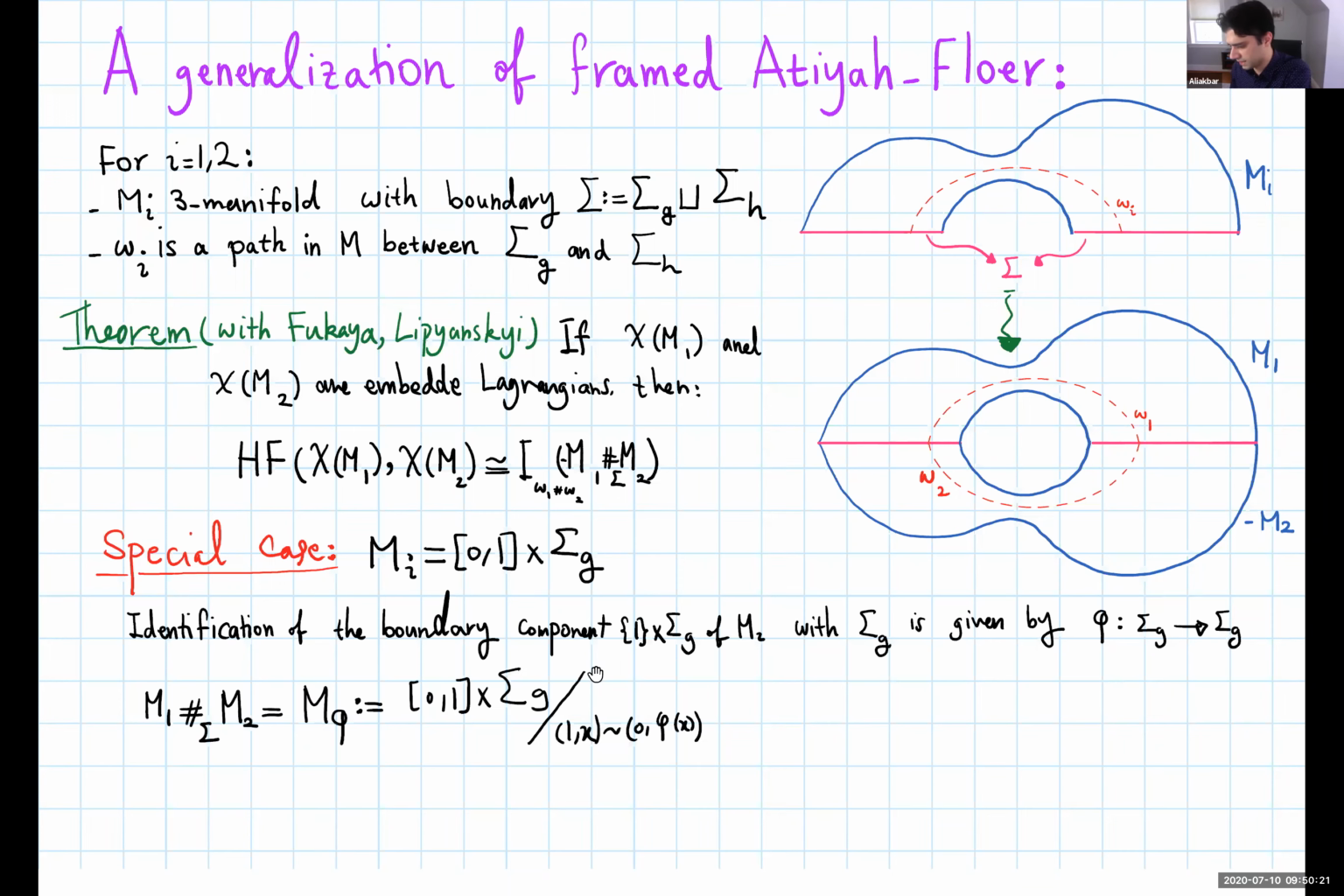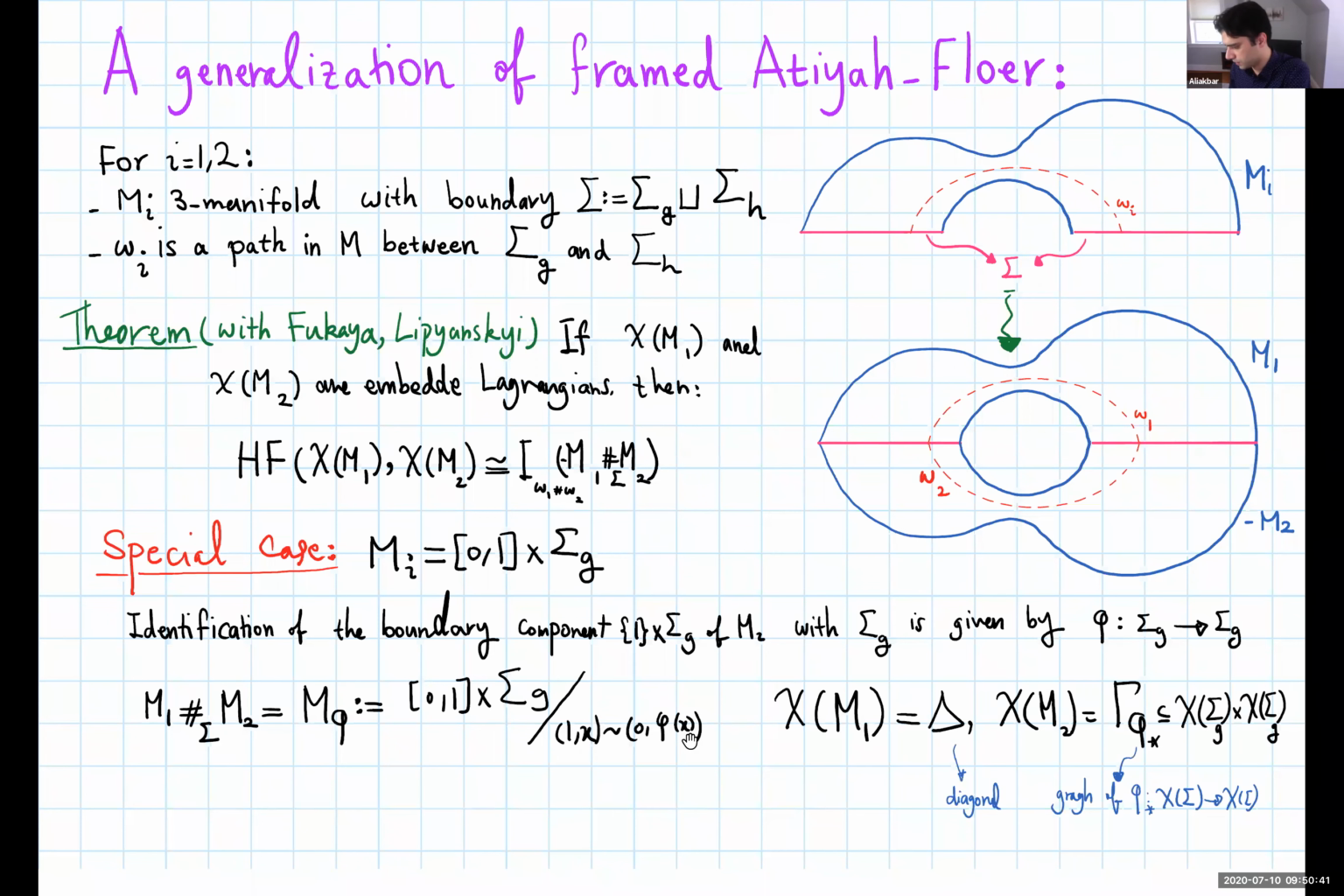So the effect that this has is that, once you glue these two using this recipe here, the result would be the mapping torus of this phi. So you get 0, 1 times sigma g, where you identify some (0, x) in sigma with (1, phi of x). So in this case, the Lagrangian that you would associate to the first three manifold is just the diagonal. And to the second one, you associate the graph of phi star, where phi star is a map induced by phi at the level of character varieties.